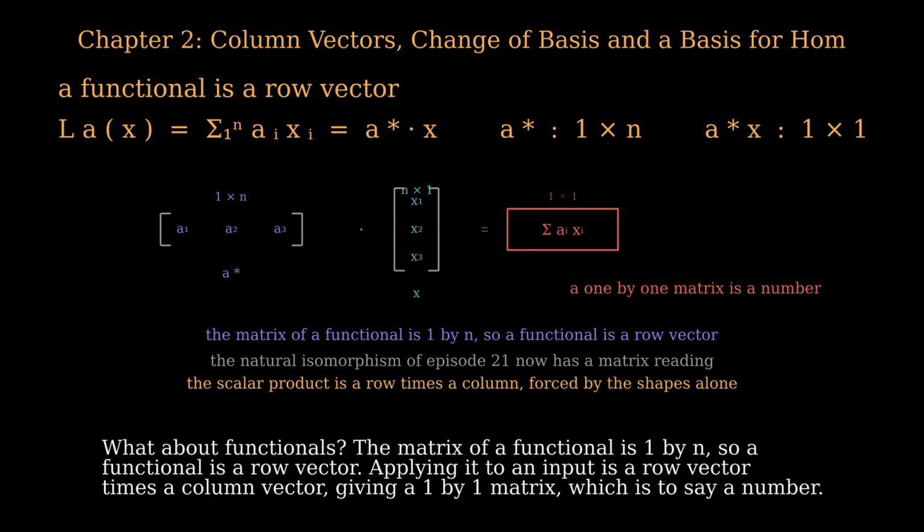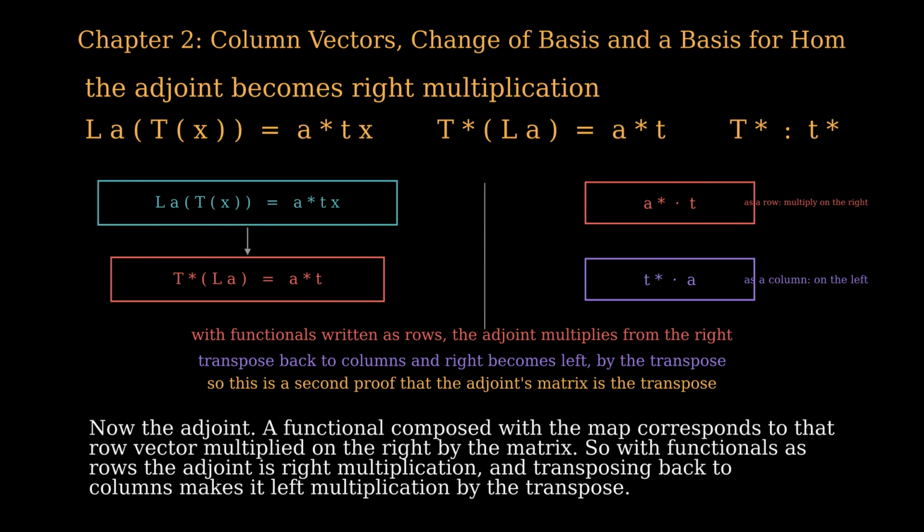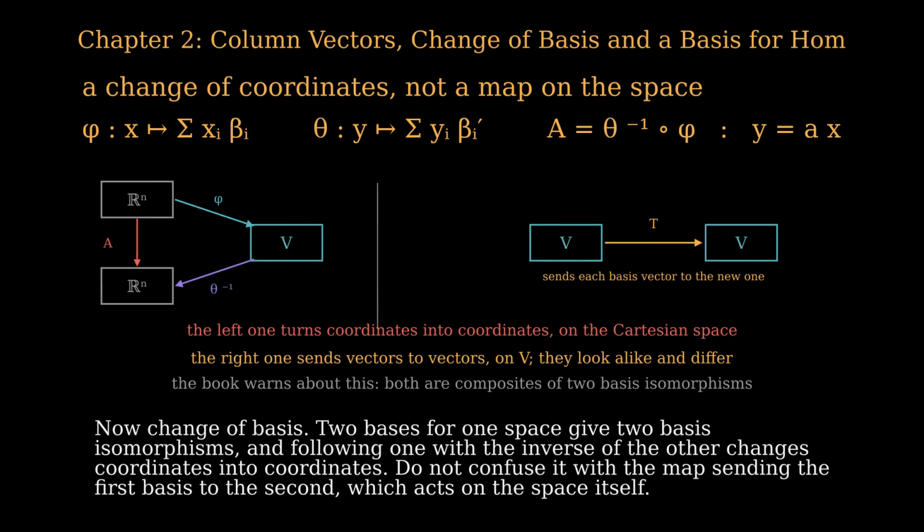What about functionals? The matrix of a functional is 1-by-n, so a functional is a row vector. Applying it to an input is a row vector times a column vector, giving a 1-by-1 matrix, which is to say a number. Now the adjoint. A functional composed with the map corresponds to that row vector multiplied on the right by the matrix. So with functionals as rows, the adjoint is right multiplication, and transposing back to columns makes it left multiplication by the transpose.